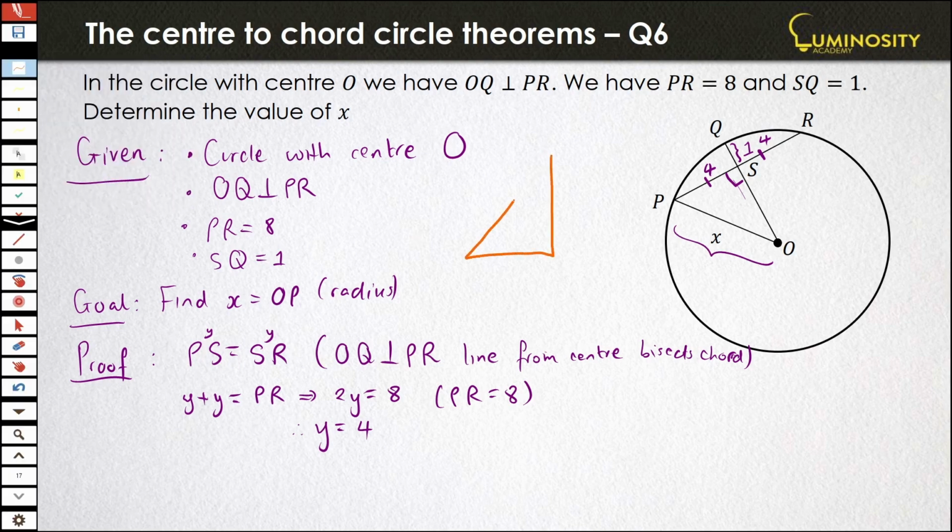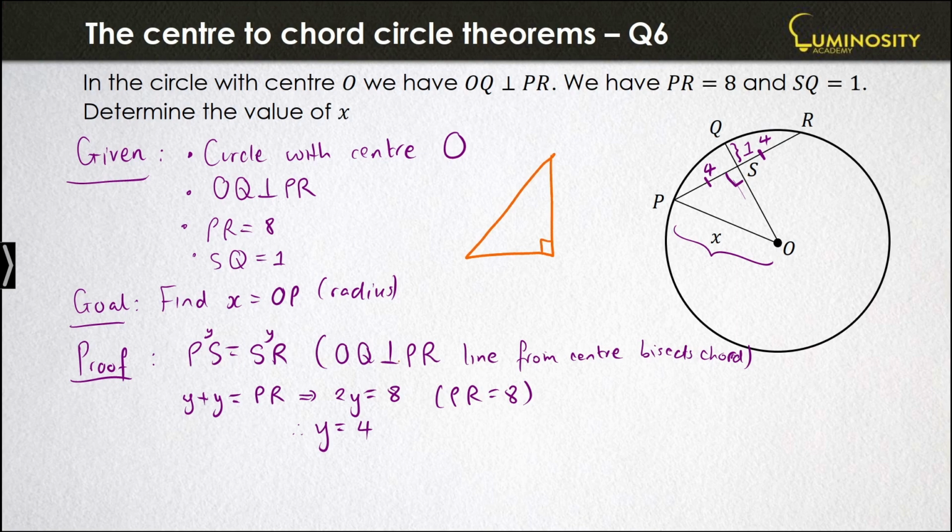So what I'm going to do is pull out that triangle and notice that it's a right angle triangle at the points S, O, and P. So OP here is x, that is the hypotenuse length of this right angle triangle. I know the length of SP, we worked it out now, that is 4 units. But what about the length of OS? Now, we haven't used SQ equals 1. We've used the circle with center O, we've used the perpendicular line, we've used PR equals 8. So we need to do something with this information to fully solve the problem.